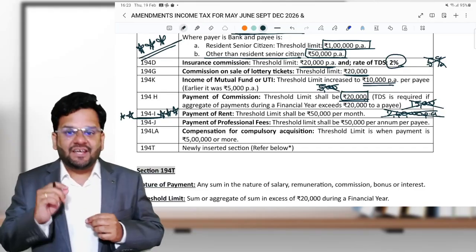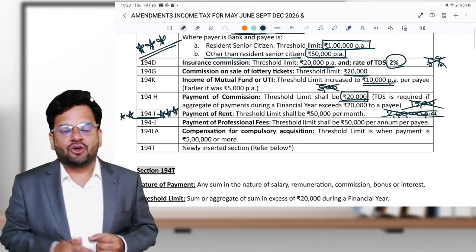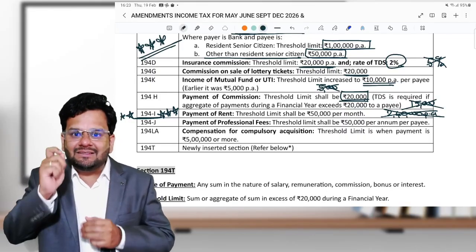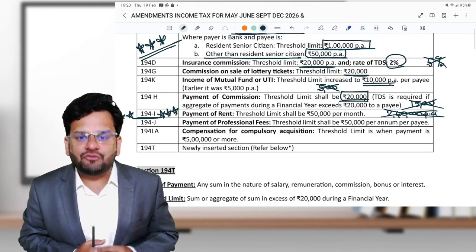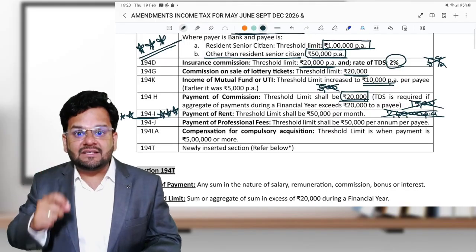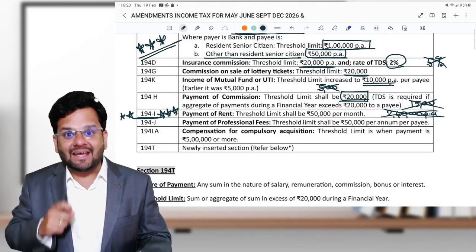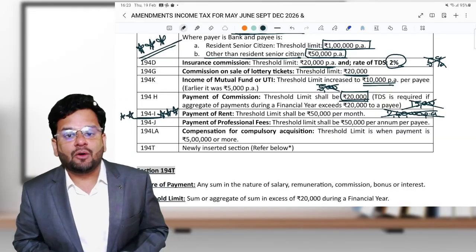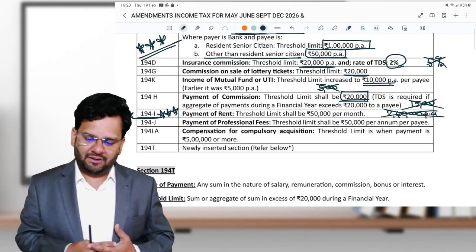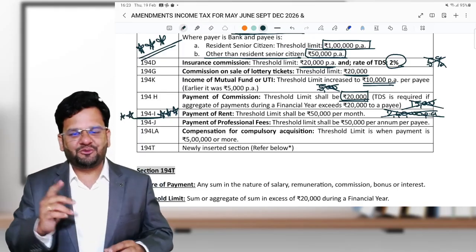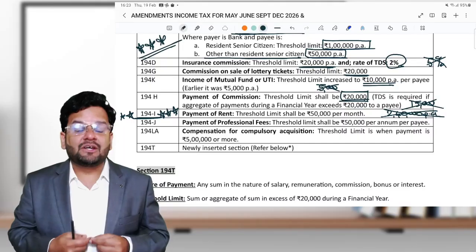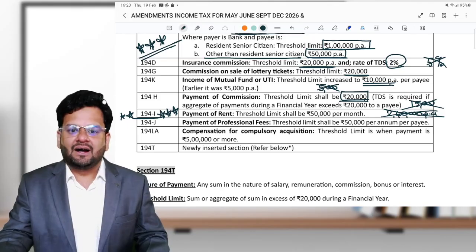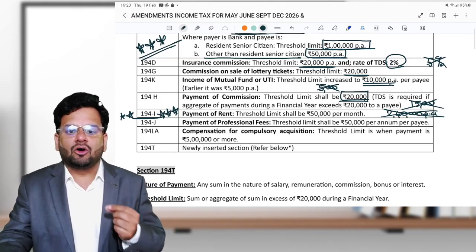In short, if I am paying you rent for your immovable property or for your plant and machine, and if the monthly rent is exceeding rupees 50,000, then TDS will be done by me at 10% if it is for immovable property, at 2% if it is for plant and machine or any other equipment. Got it, all of you? So monthly threshold limit is introduced, and it is rupees 50,000 per month. Earlier it was annual threshold limit of rupees 2,40,000.